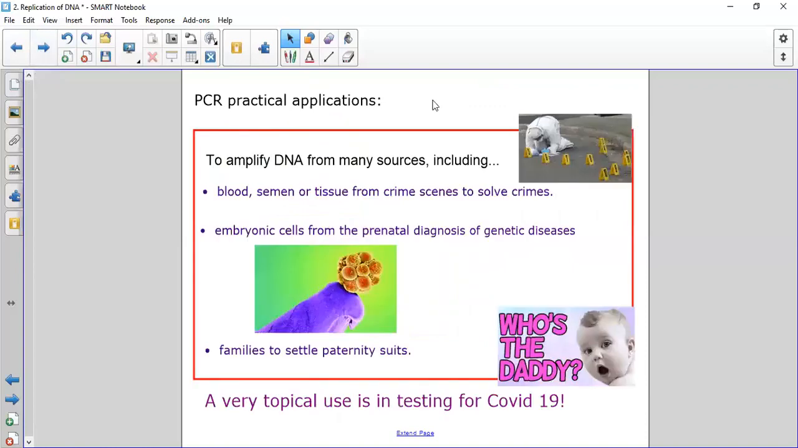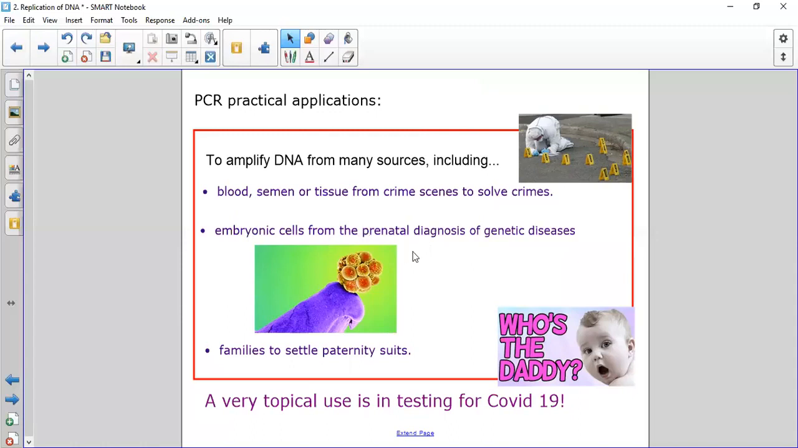So PCR, what can it be used for? So it can be used, like we said, to amplify DNA, to make lots and lots of copies of DNA outside the body in a laboratory. So where would you get that DNA from then? Well, perhaps it will be from the scene of a crime. So if you're like me and you like your Silent Witness or your CSI, who done it and how do they figure it out, then you might know all about that.